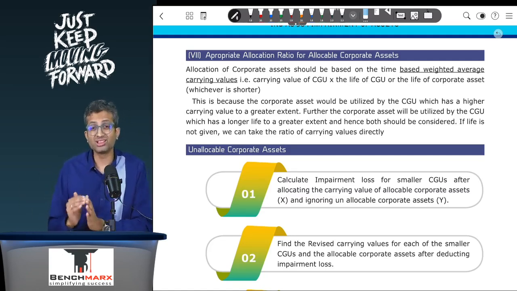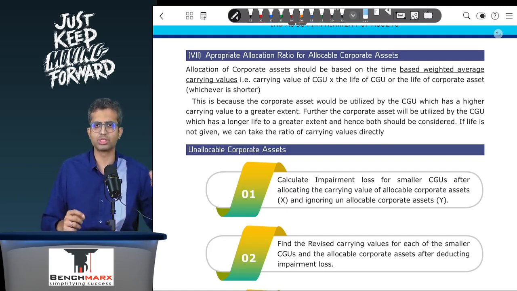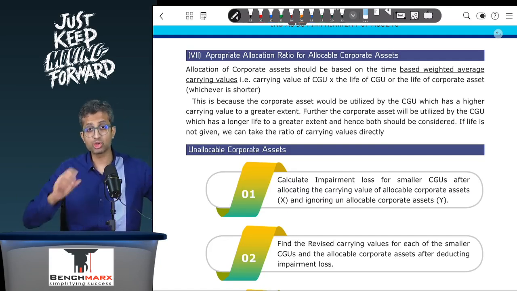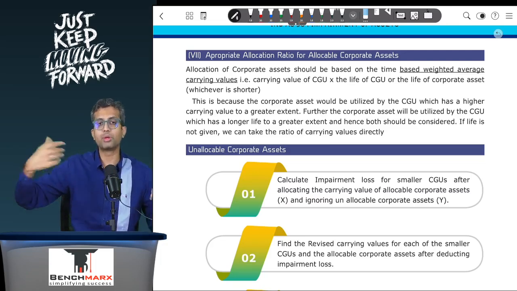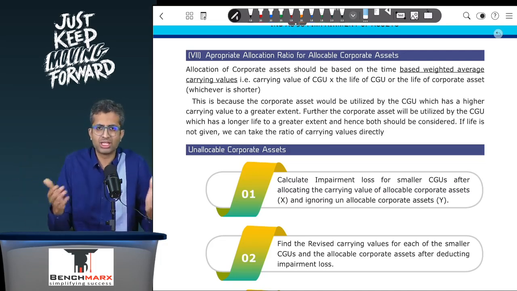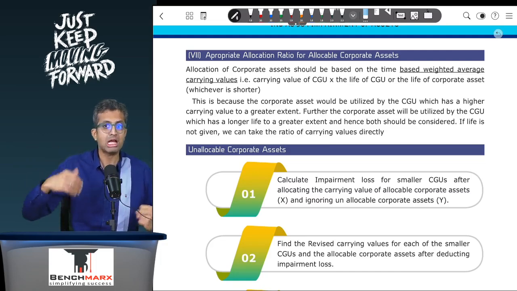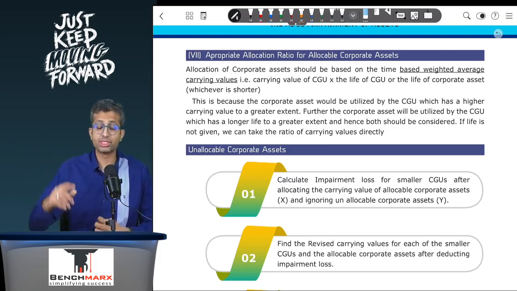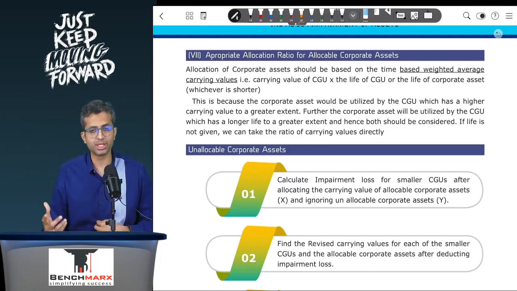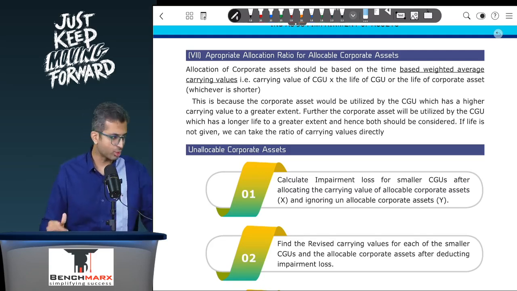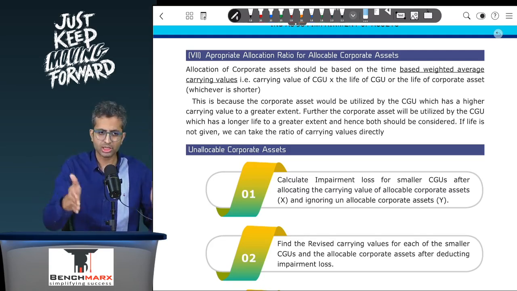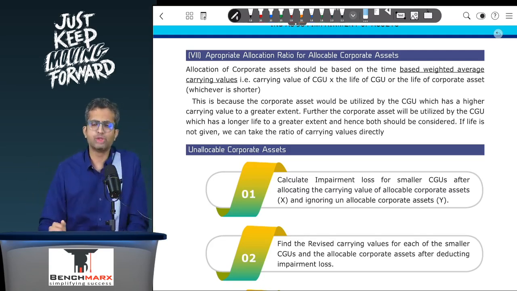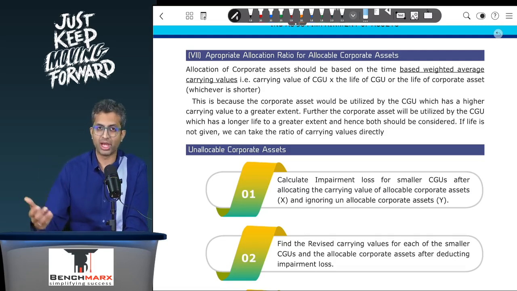After you have done the smaller CGU impairment testing, each of those CGUs are already at their carrying values or recoverable values, whichever is lower. Now you need to do impairment testing also for the unallocable assets, but they cannot generate independent cash flows. You cannot allocate these to individual CGUs. However, you can allocate it to the company as a whole, and hence you will try to calculate the carrying value of the company as a whole. While you are trying to calculate the carrying value of the company as a whole, you will include the carrying value of these individual unallocable assets as well.